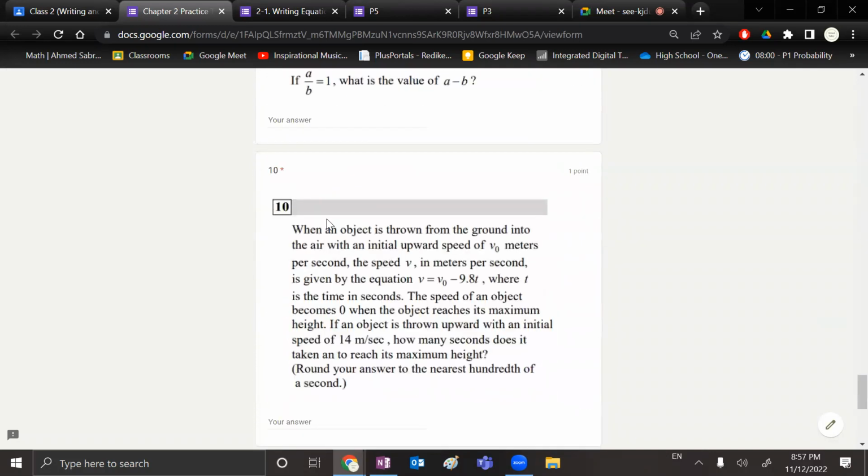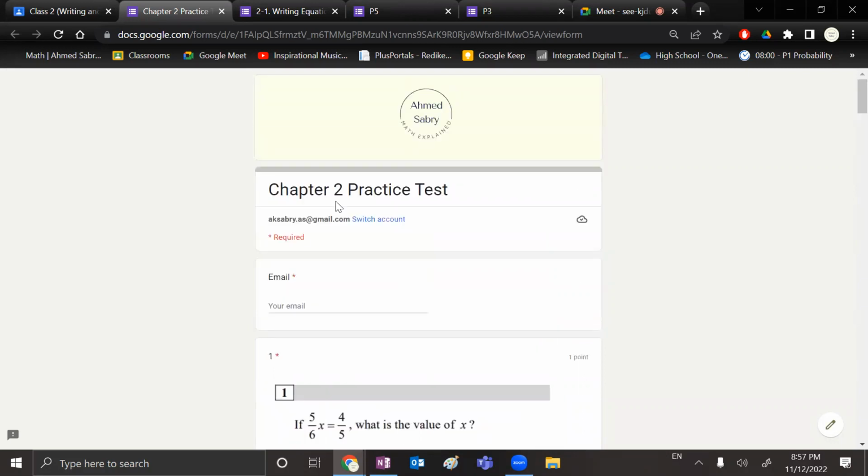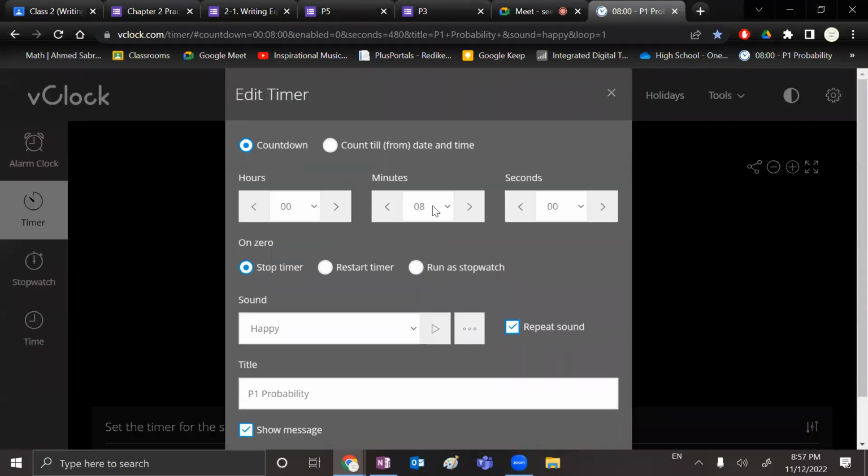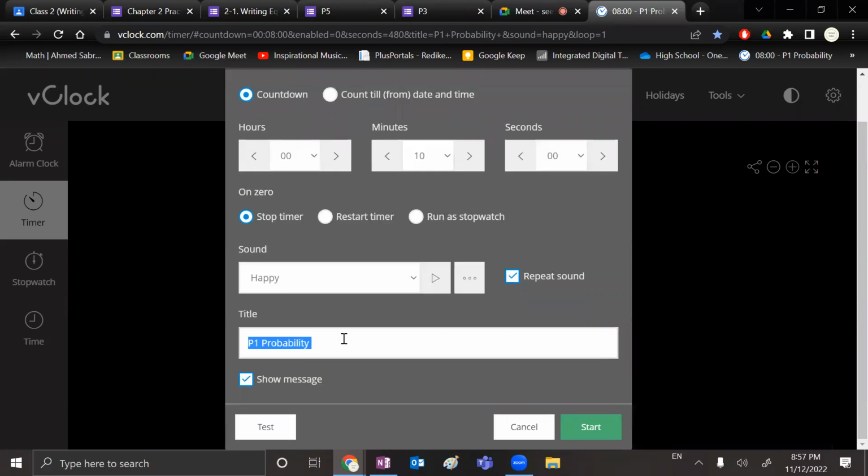As we just saw, a total of 11 questions, but I would give you for all 11 questions 10 minutes because they don't require more than 10 minutes. Hopefully once we're done with that, we'll move right away to the parts of the test that I just showed you at the beginning. So 10 minutes for the chapter 2 practice test, starting now.